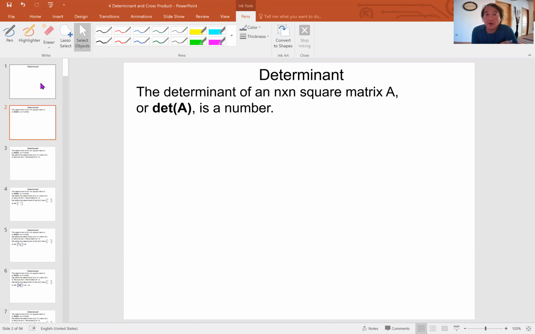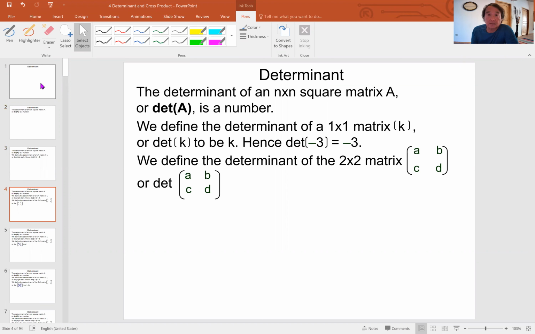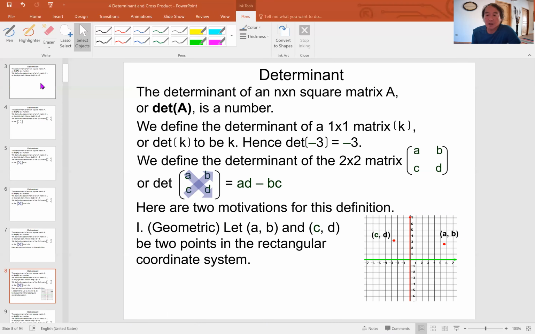The determinant of a square matrix is a number. In particular, for a 1-by-1 matrix, it's just the number itself. It's only one entry. For a 2-by-2, we do this cross product and subtract. And why do we want to define the determinant in this manner? A couple of motivations. The first one is very geometric.